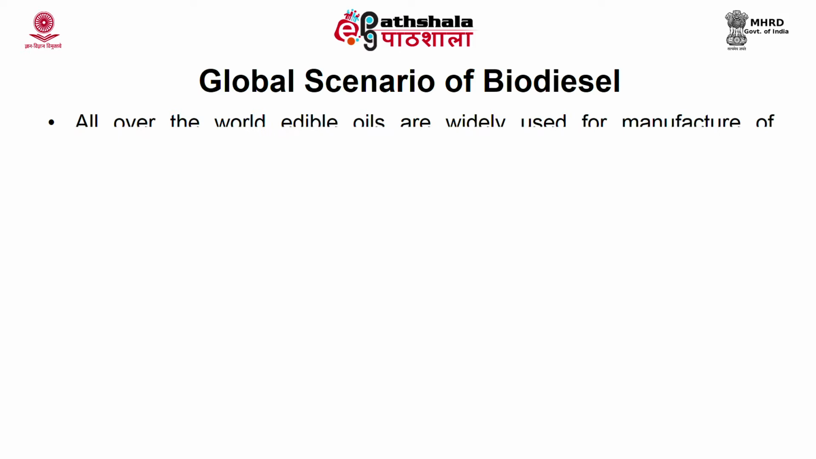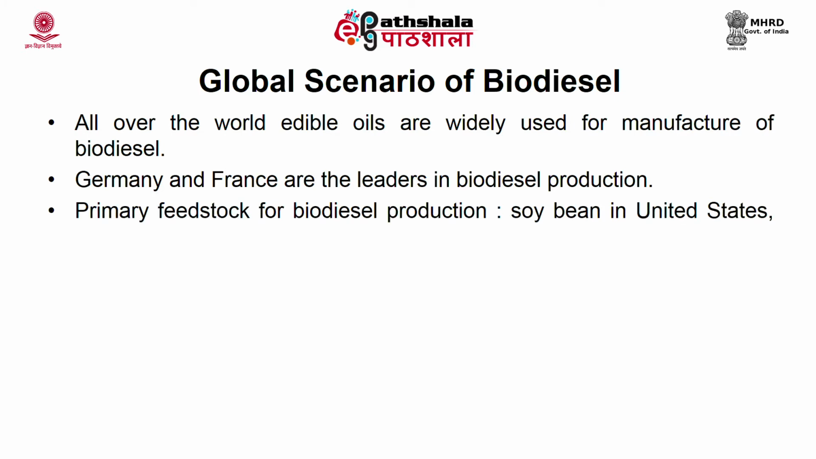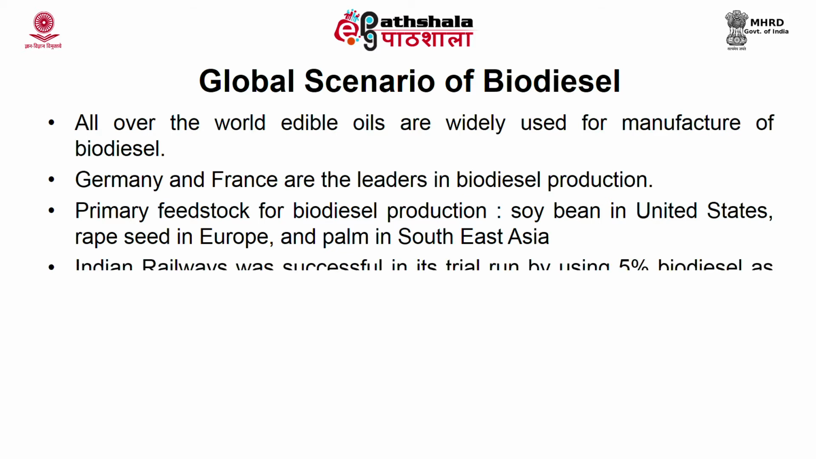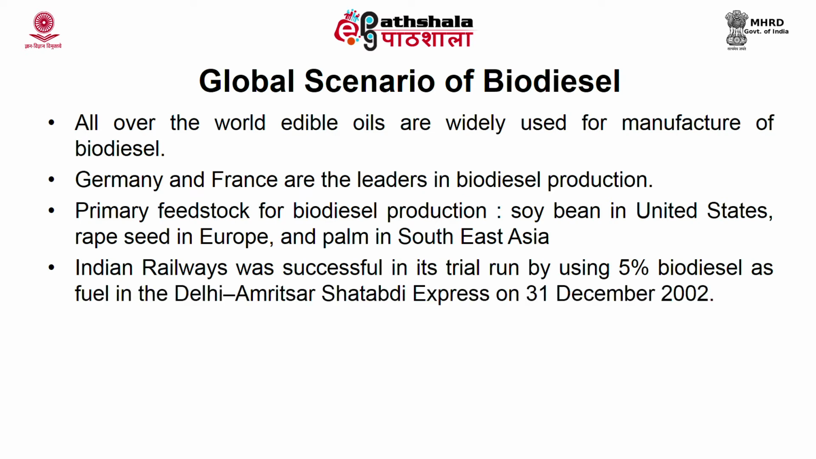All over the world, edible oils are widely used. Germany and France are the leaders in biodiesel production. The primary feedstock for biodiesel production in the United States is soybean. In Europe, it is rapeseed. In Southeast Asia, it is palm. Indian Railways was successful in its trial run using 5% biodiesel as fuel in the Delhi Amritsar Shatabdi Express in 2002.